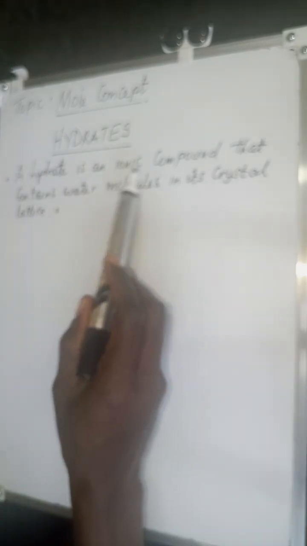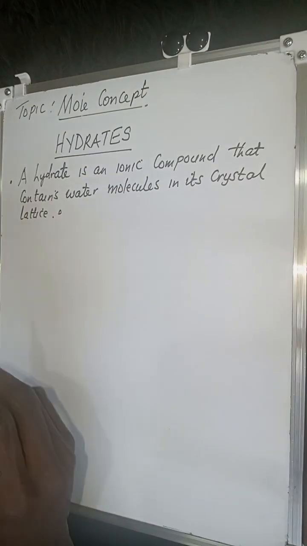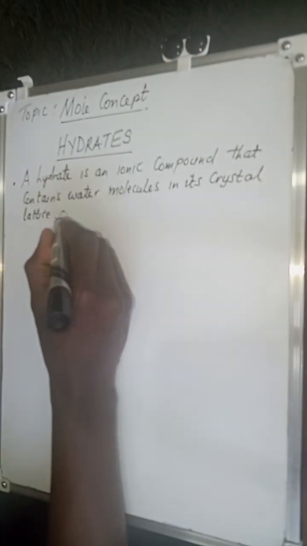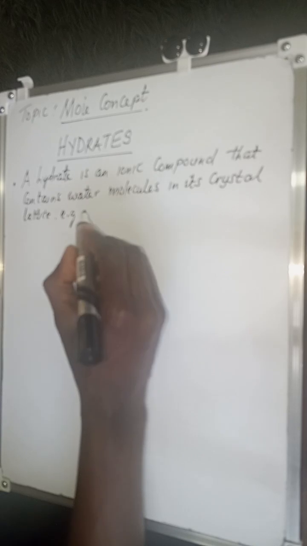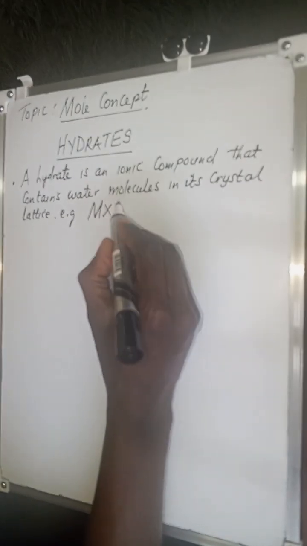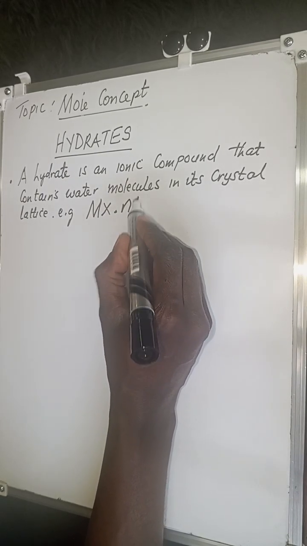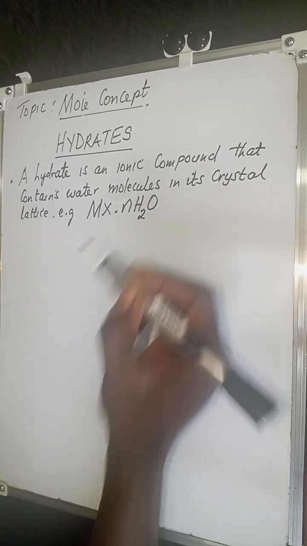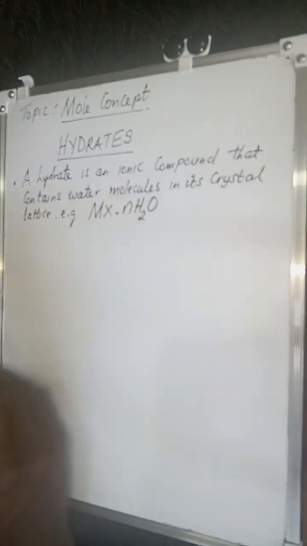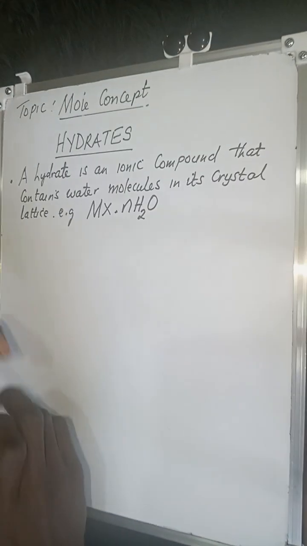When we talk about a hydrate, it is simply an ionic compound that contains water molecules in its crystal lattice. For example, if you have a compound, maybe we are saying MX, it should have some water molecules incorporated into it, maybe let me say n number of water molecules. So this is what we are talking about as being a hydrate. It's simply an ionic compound that contains water of crystallization in its molecule.